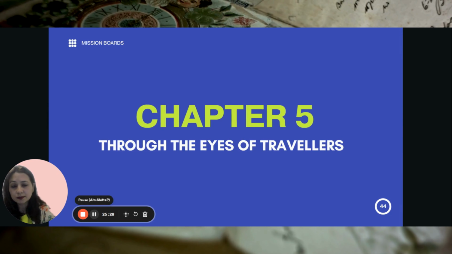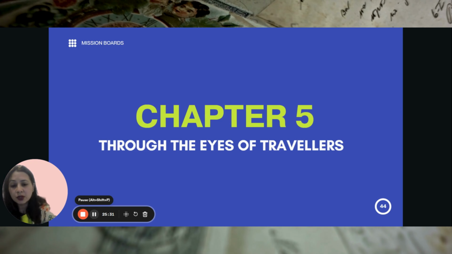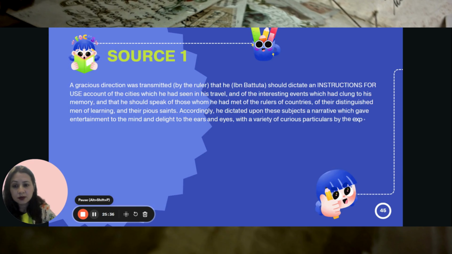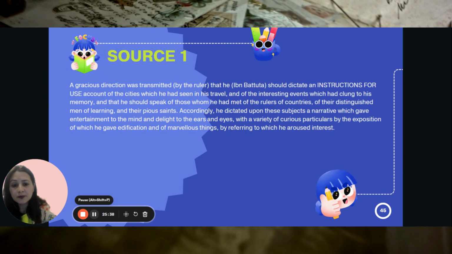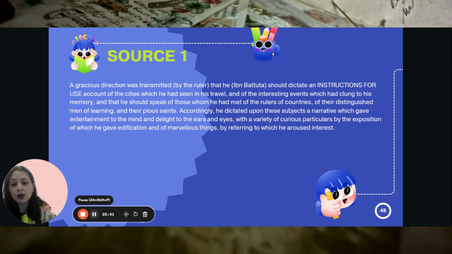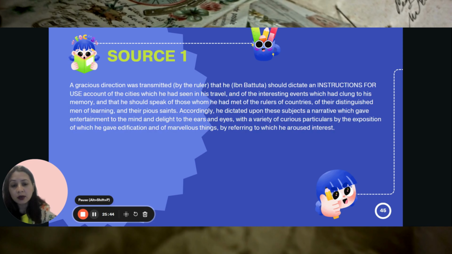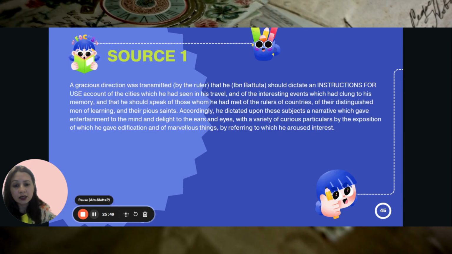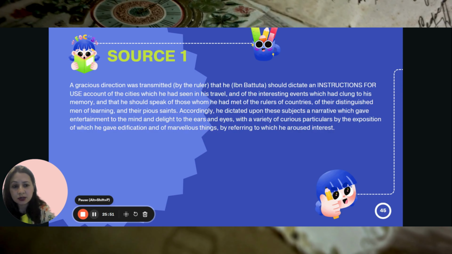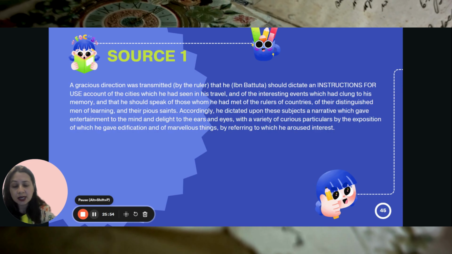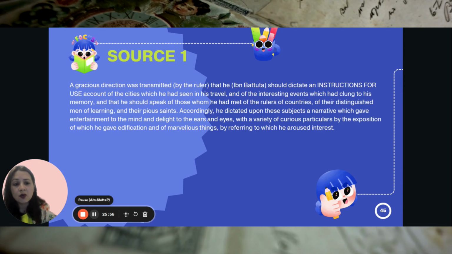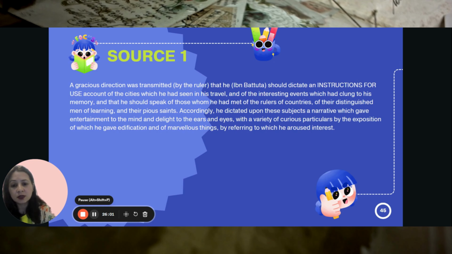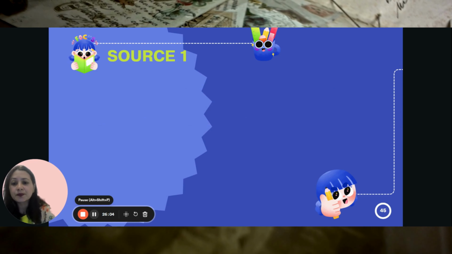Now, coming on to chapter number 5, Through the Eyes of Travelers. This talks about Ibn Battuta, who was known as the Globe Trotter and the writer of the book Rihla. A gracious direction was transmitted that Ibn Battuta should dictate an account of the cities which he had seen in his travels and of the interesting events which had clung to his memory. What he had experienced, observed and seen, he was supposed to write down.